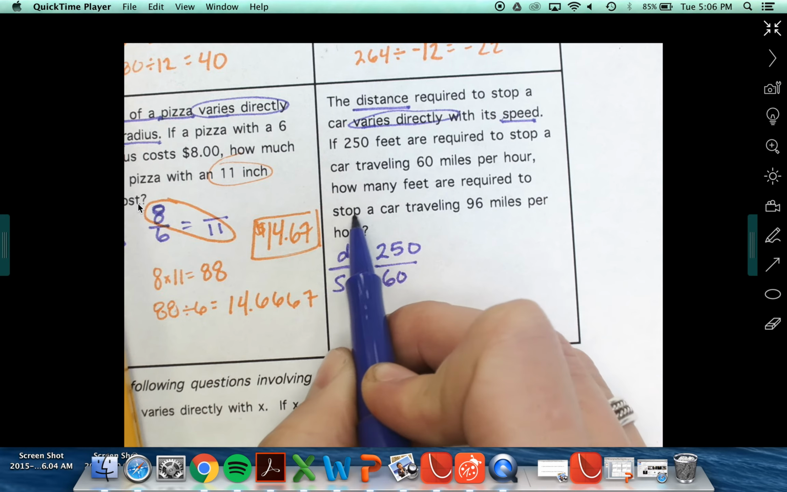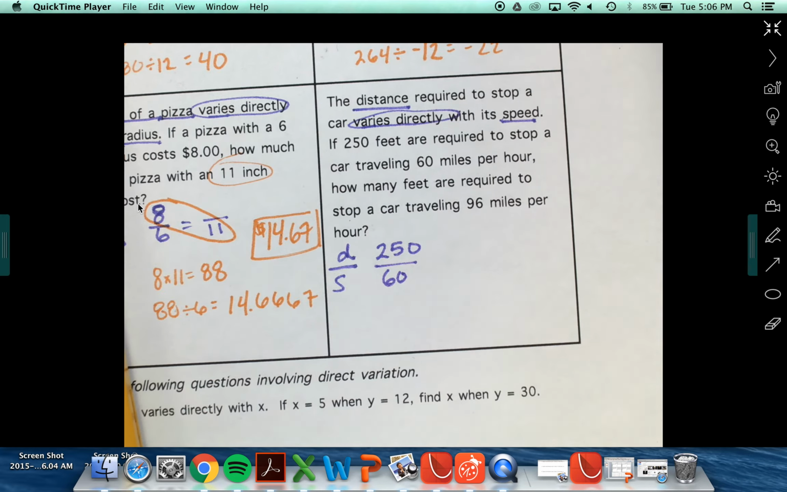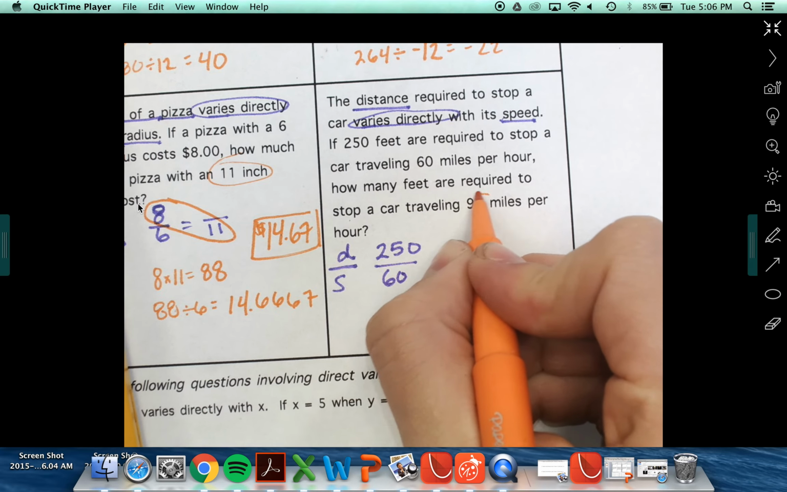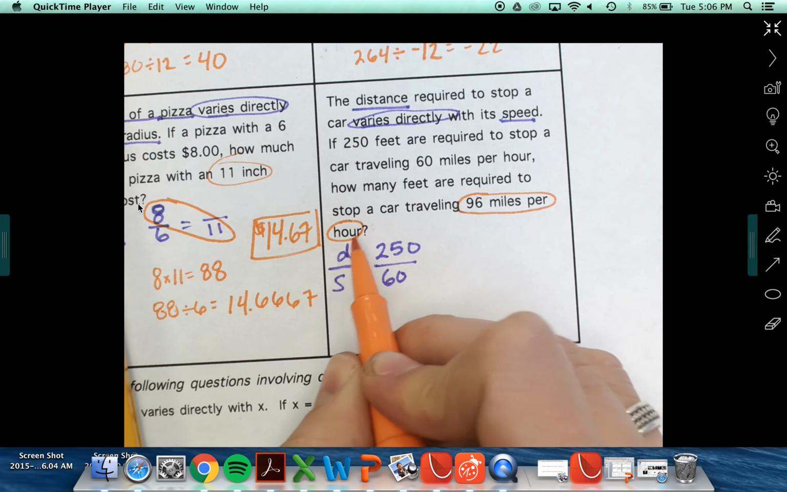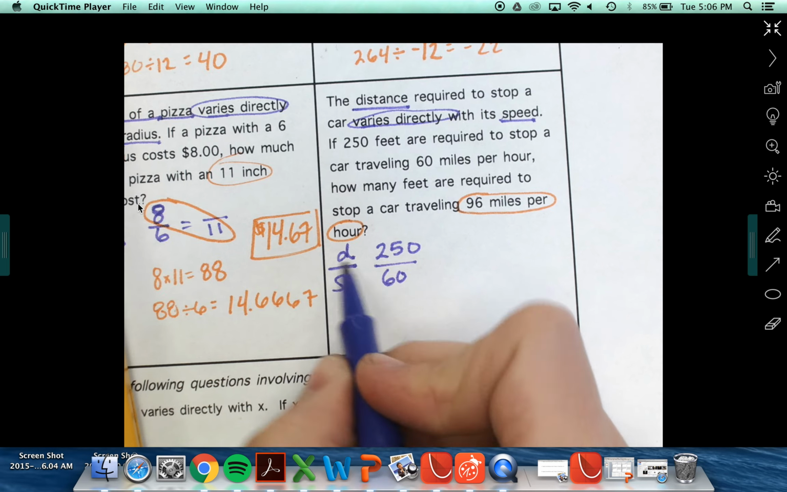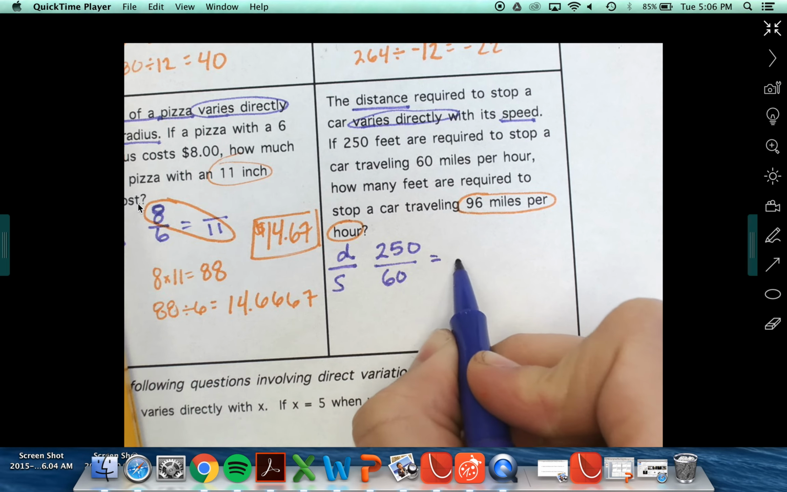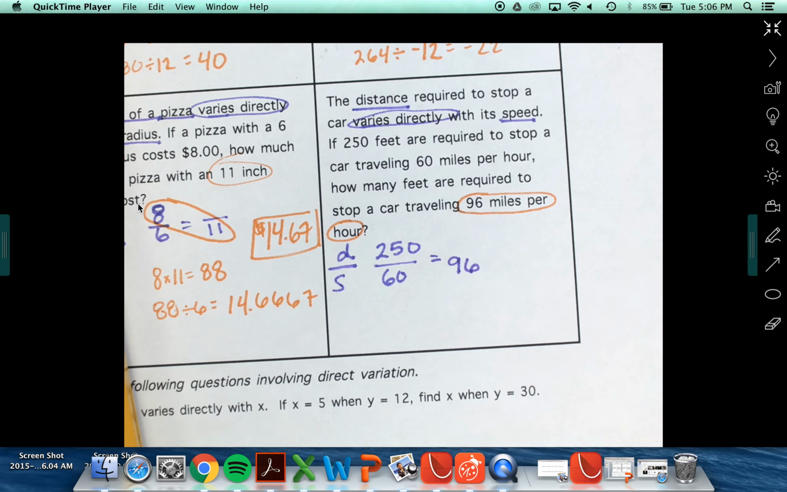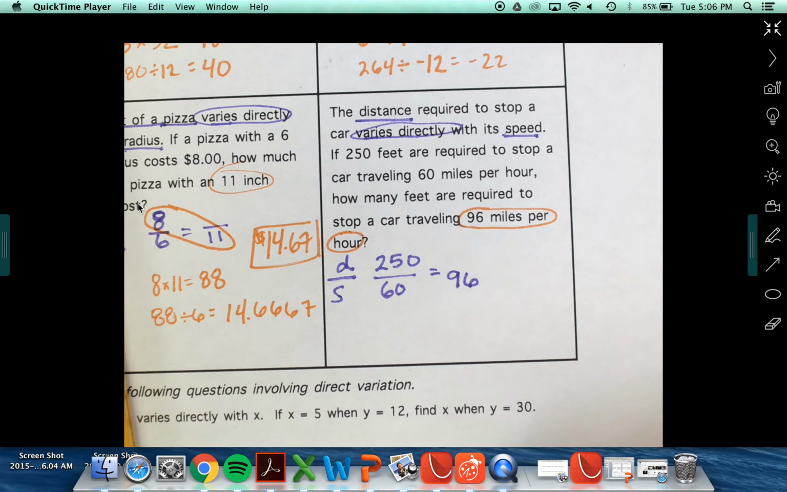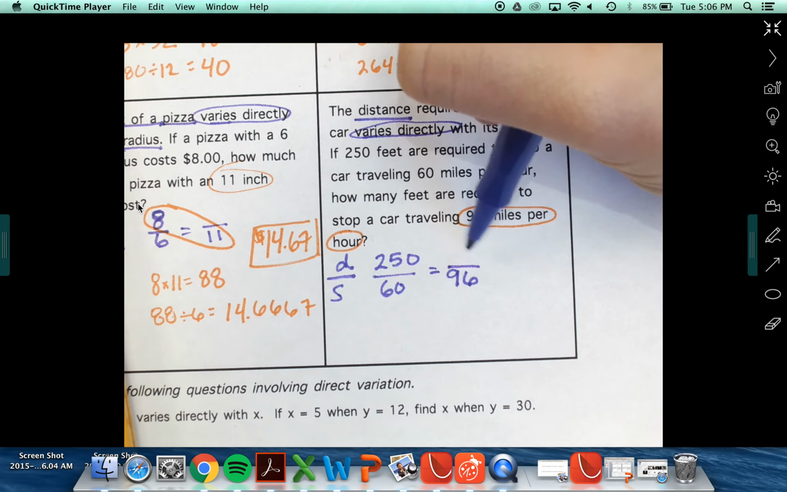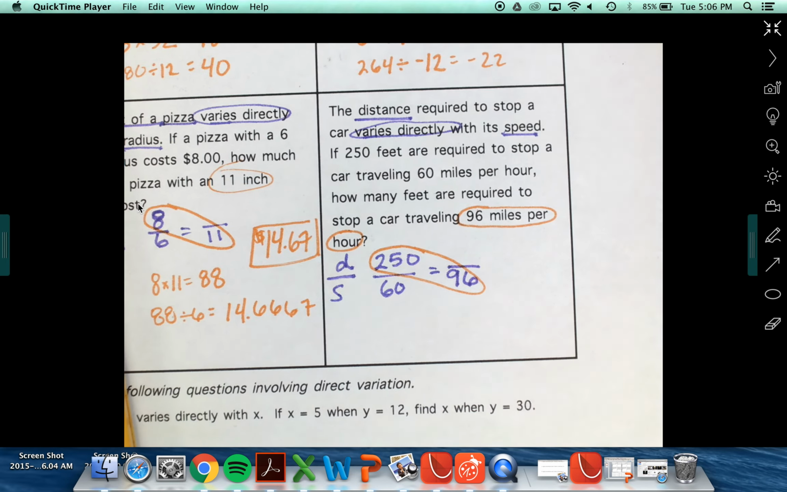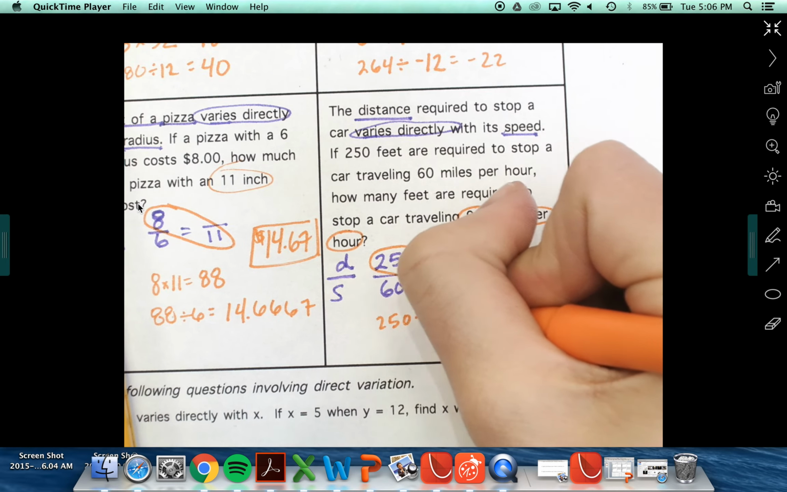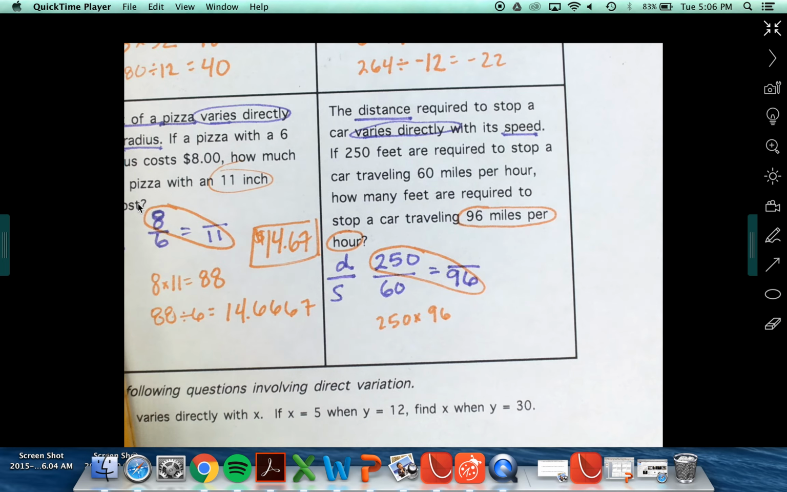How many feet are required to stop a car traveling 96 miles per hour? So this 96 miles per hour is my speed. Remember, speed, my S goes on the bottom. So 96. Okay. So now my next step is to fill in this hole. Right, I'm going to do that by cross multiplication. So 250 times 96. Plug that in real quick.